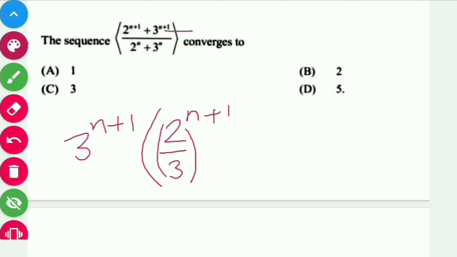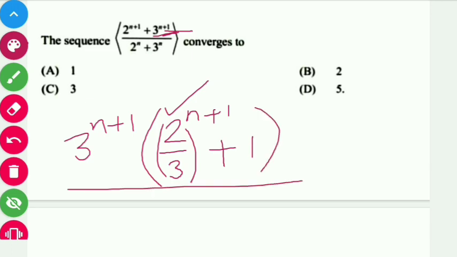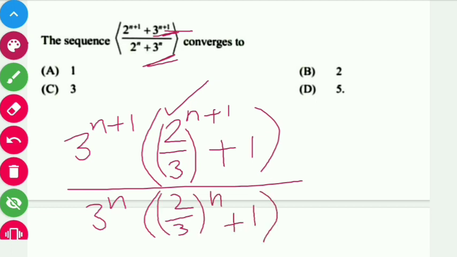which is just same as this quantity, plus now we are dividing by this 3 raised to n plus 1, so this is just 1, right? Similarly, divide and multiply by 3 raised to n, so this is just 3 raised to n times 2 by 3 raised to n plus 1, right?